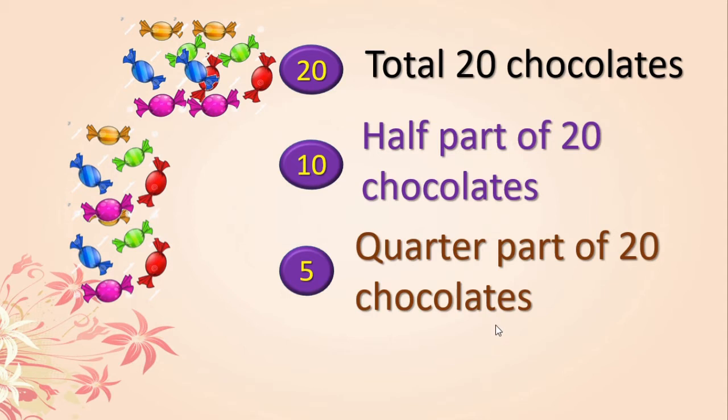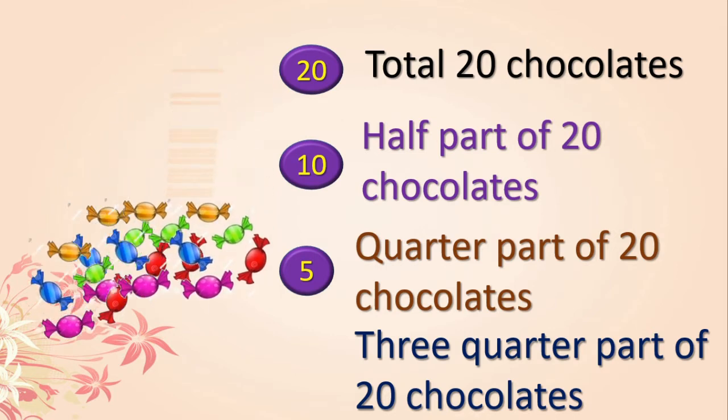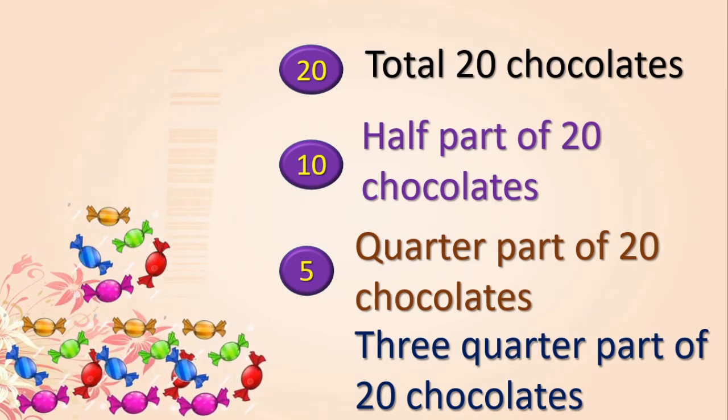Right? Now, one more we have learned now, that is about the 3 quarters. Okay, come on, tell me the 3 quarter part of 20 chocolates. How much? Yes, you know that 1 quarter is 5. Then, come on. Yes, very good. 15. 1 quarter is 5, so 3 quarters means we will multiply 5 by 3. That is nothing but 15 chocolates. Very good.